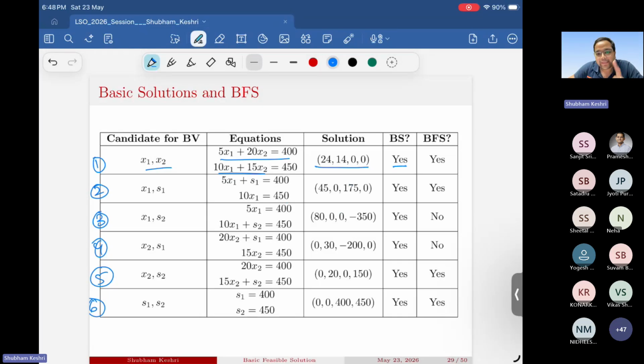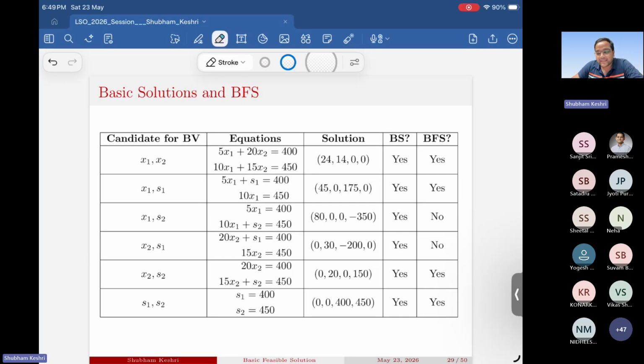Is it a basic solution? Yes, it is a basic solution. Is it a basic feasible solution? You see, the basic variables are taking positive values. So yes, it is a basic feasible solution. Again, you select S1 and X1 as basic variables. You solve, you obtain a solution. Is it a basic solution? Yes. Is it a basic feasible solution? You see, there's no negative value. So it is a basic feasible solution. In this case and in this case, these are not basic feasible solutions. Why? Because these values are negative. This is a basic feasible solution. This is a basic feasible solution. So for this problem, we have 6 basic solutions, but we have only 4 basic feasible solutions. Is it clear?